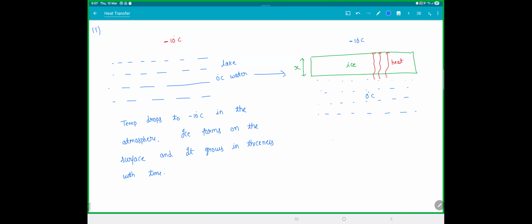The conductivity of ice is K, and then we know L_F, the latent heat of fusion, and the density of ice is rho ice, so you know the values. Find the thickness of the ice as a function of time t. Assume initially there is no ice.